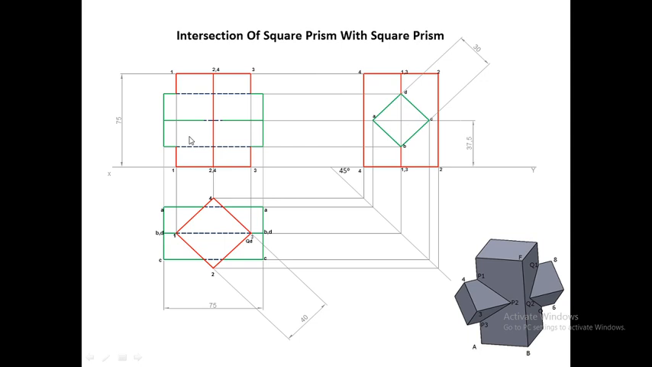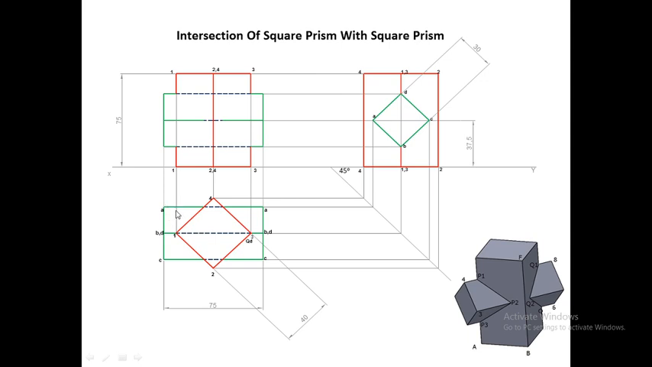Now in the next step we will mark the points of intersection, that is the points at which the horizontal square prism and the vertical square prism are intersecting each other. In the figure you can see that P1, P2, P3 and on the back side P4 are nothing but the points of intersection on the left side. Similarly, Q1, Q2, Q3 and Q4 will be points of intersection on the right side. Now we have to mark these points of intersection on the left side as well as right side.